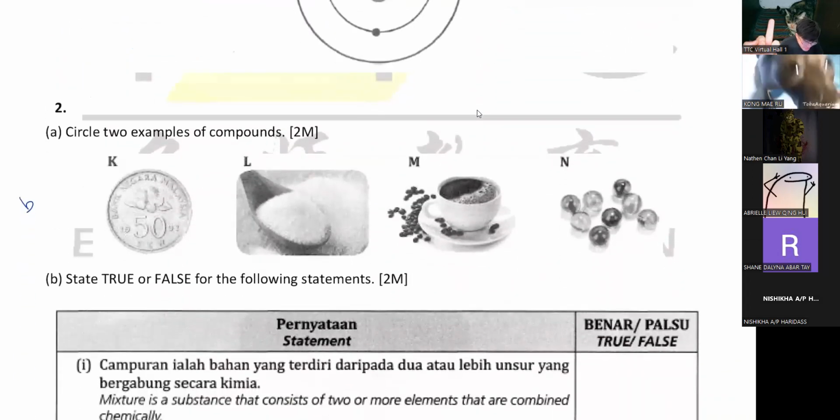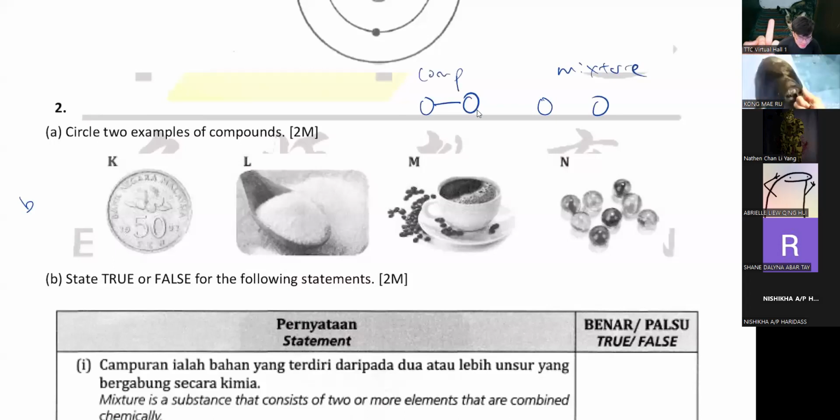So next, examples of compound. Do you still remember what is a compound? Compound is two atoms that get married. So this is a compound. If there's no marrying, then that is called your mixture. Campuran. This is your compound, sebatian. So which is your compound? Your salt definitely is, because salt is sodium chloride.